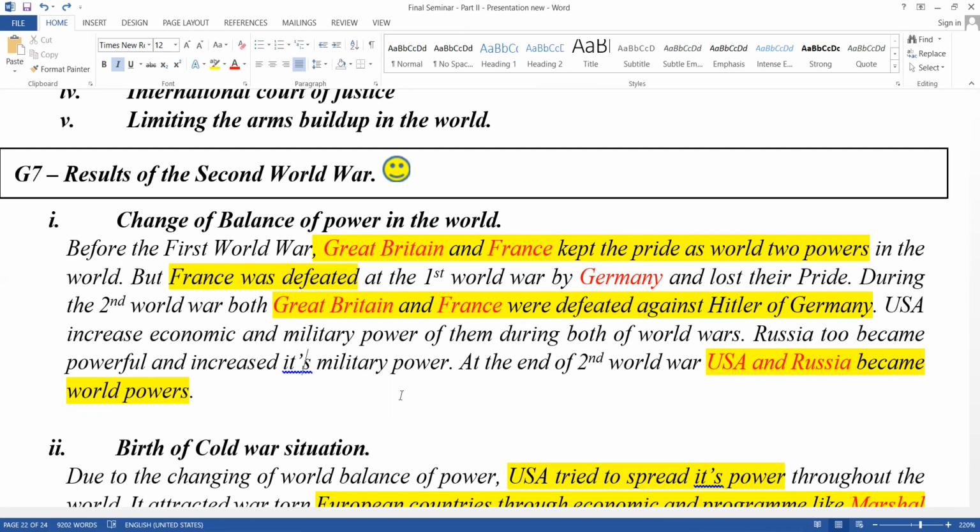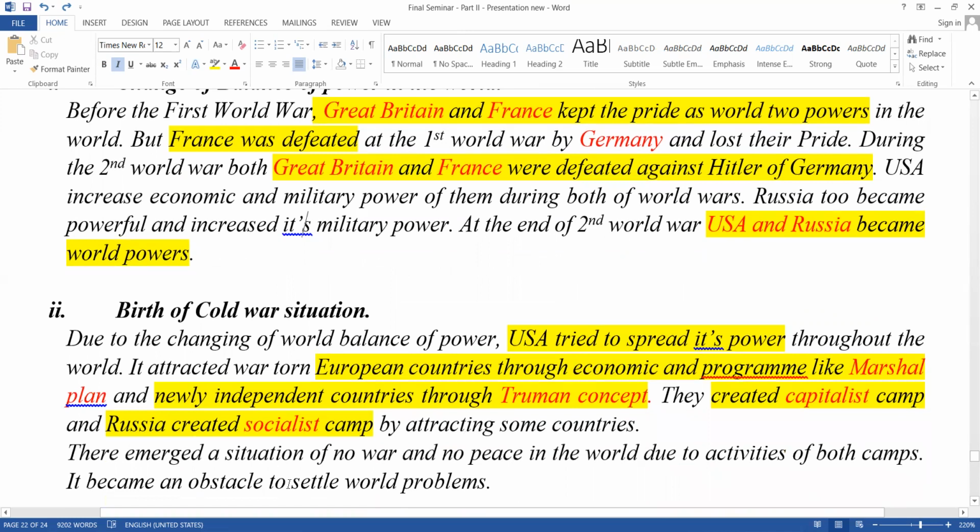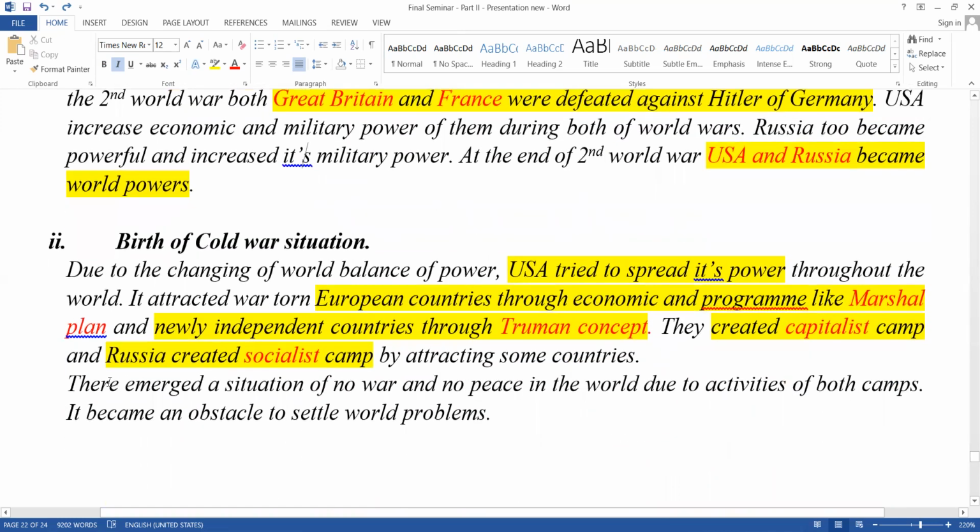Due to the change in the world balance of power, the USA tried to spread its power. European countries were attracted to programs like the Marshall Plan, and the Truman Doctrine was introduced to attract other, namely independent, countries. Many countries were attracted to the capitalist camp, and they created the capitalist camp. Even Russia created the socialist camp. In between these two camps there was a situation known as the Cold War: no war, no peace. That's a result of the Second World War.